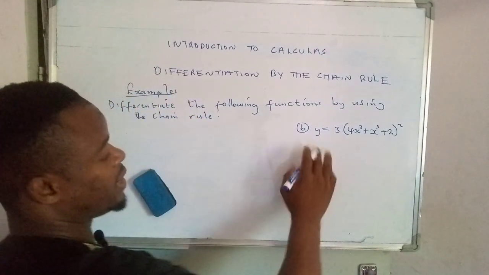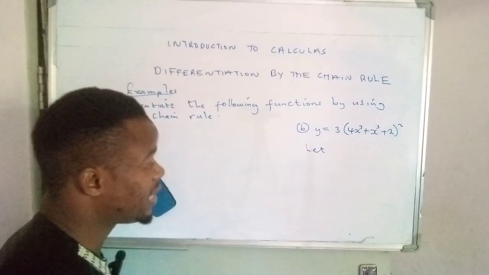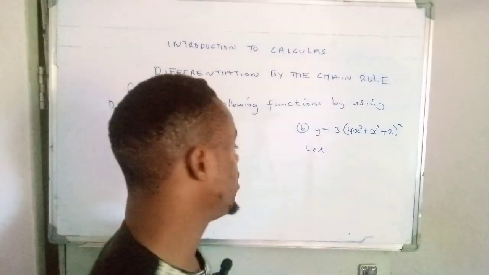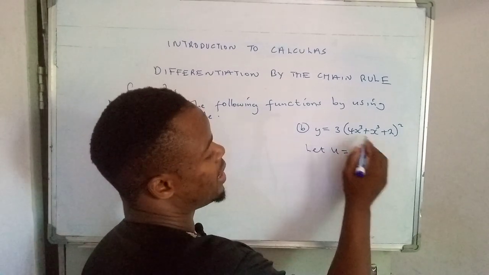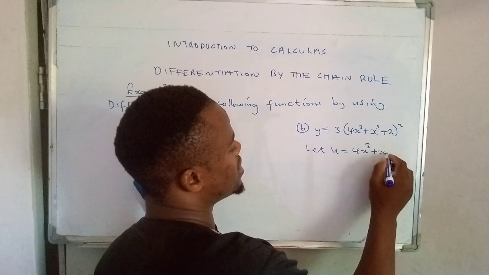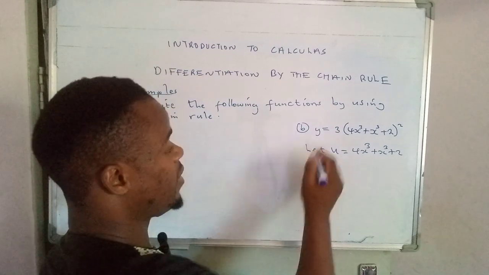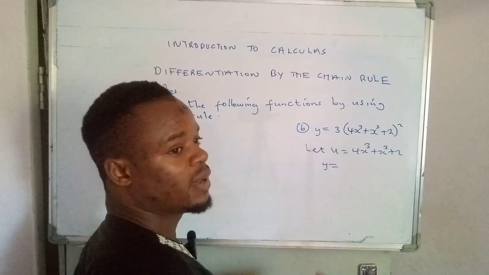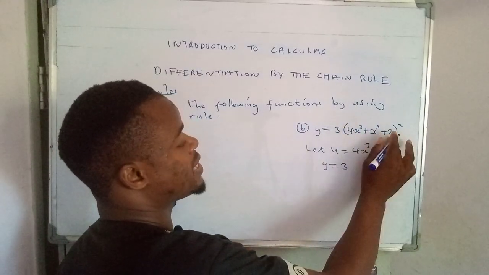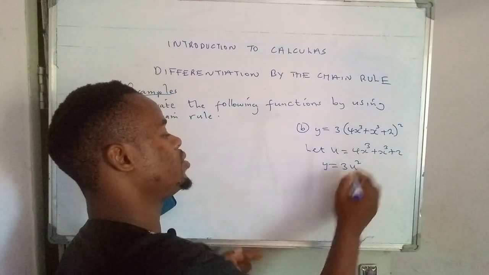Okay, so equally, here you have to let. Which one are we letting? We are letting the inside function be u. So let u equal to, the inside function is that one here, 4x raised to the power 3 plus x to the power 3 plus 2. And then y will equal to the outside function. Now the outside function is actually 3. Remember, this has been let to be u. So that would be u raised to the power 2.